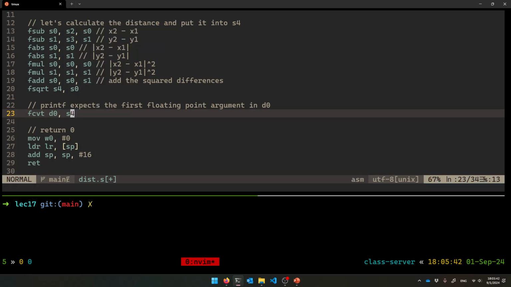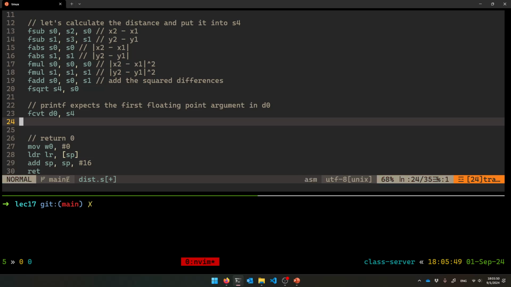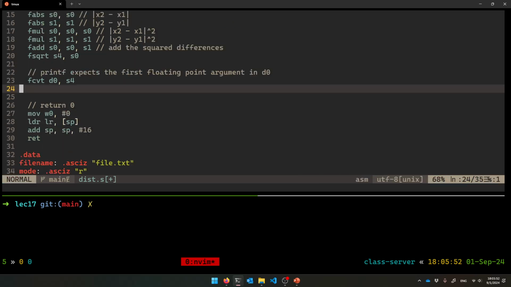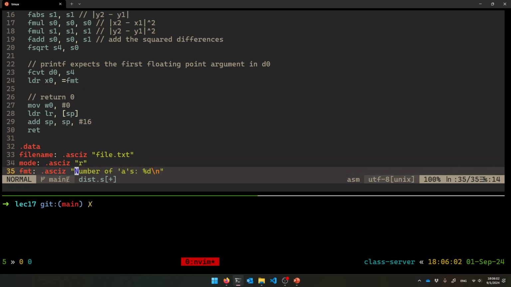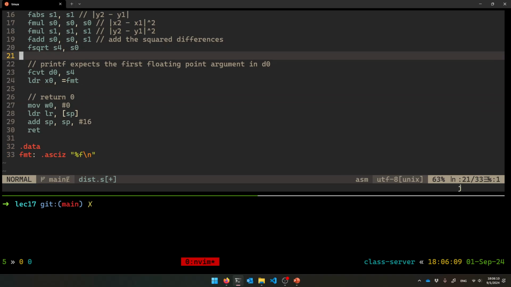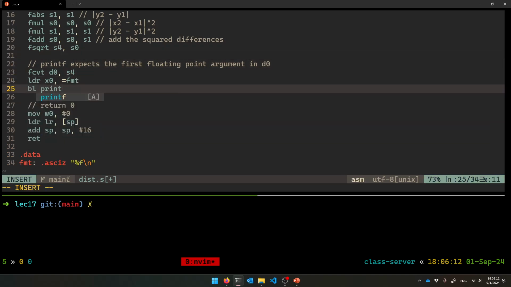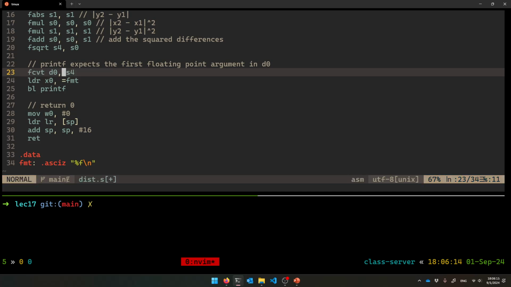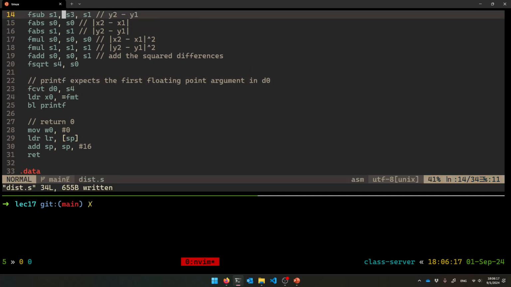And then, let's see what else. I think that's pretty much it. Is there anything else I want to do? Well, I have to print it, of course, so now I need to put my format string up in here, and I'll just reuse this one. It'll be %f and then a new line. And then I can BL printf, and it'll take the value here, and we're good to go. Beautiful. So I hope that makes sense.